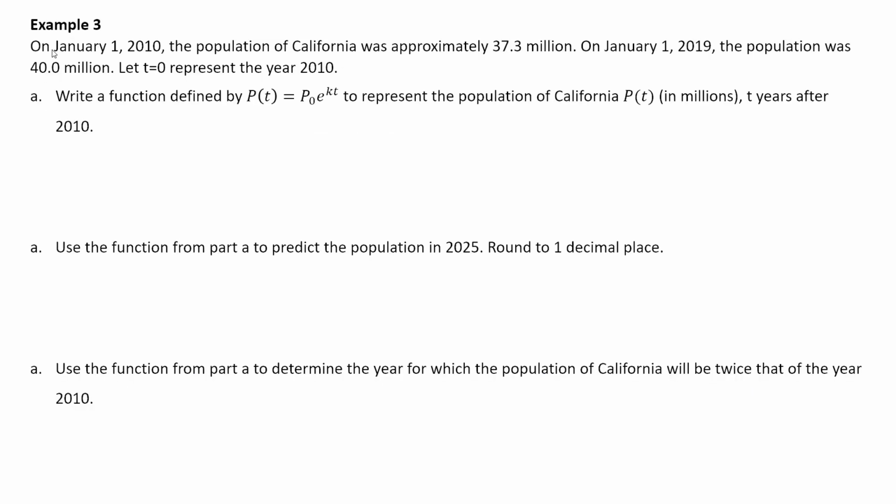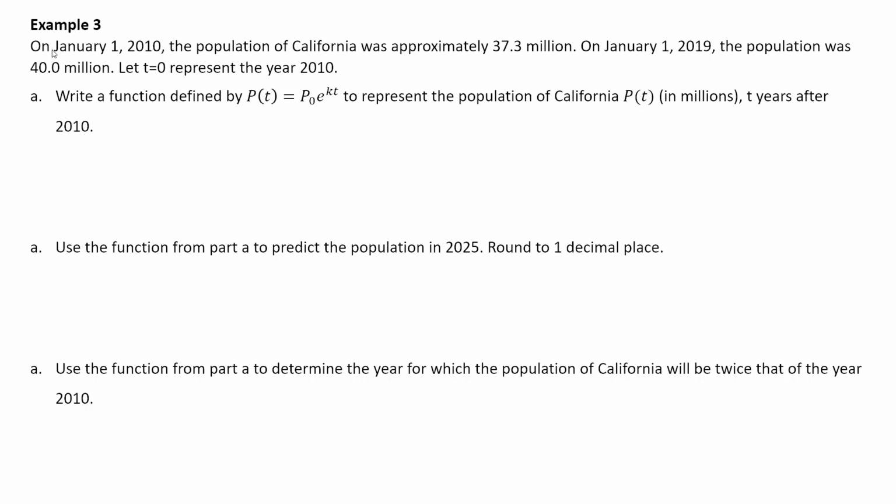Okay, so this is example 3. It's the one we started in class, and we'll just go ahead and start at the beginning. So this says on January 1st, 2010, the population of California was approximately 37.3 million. On January 1st, 2019, the population was 40 million. Let t equal 0 represent the year 2010.